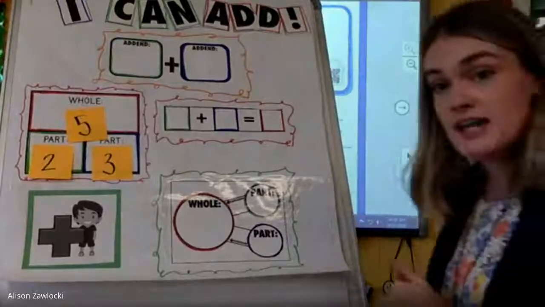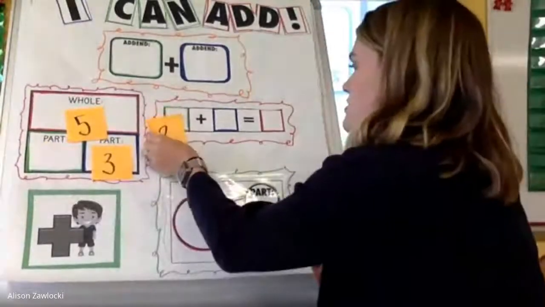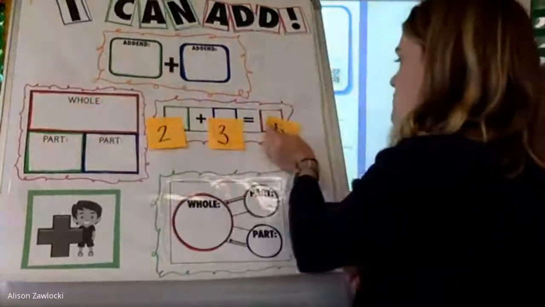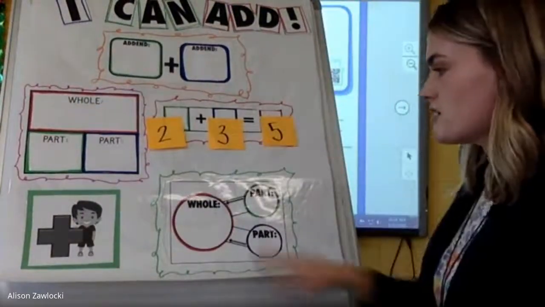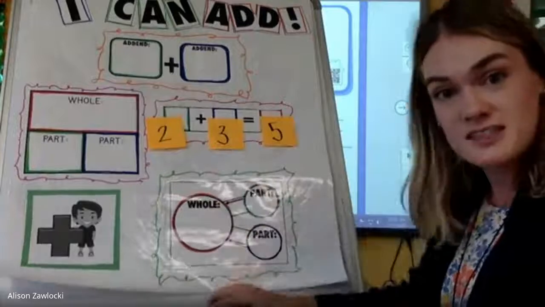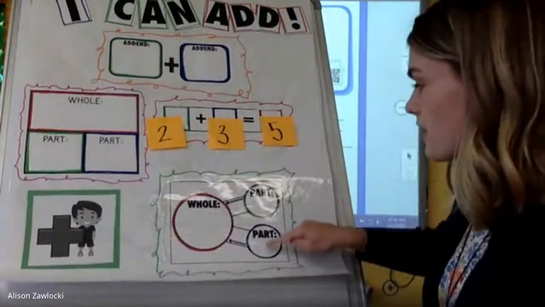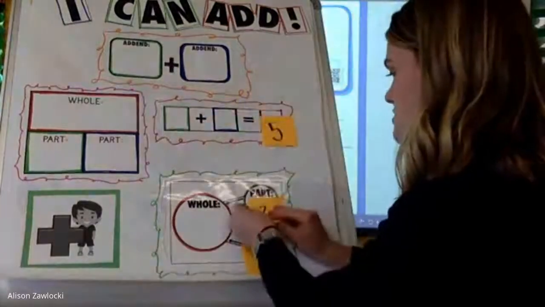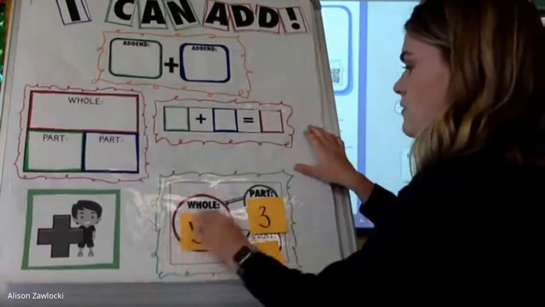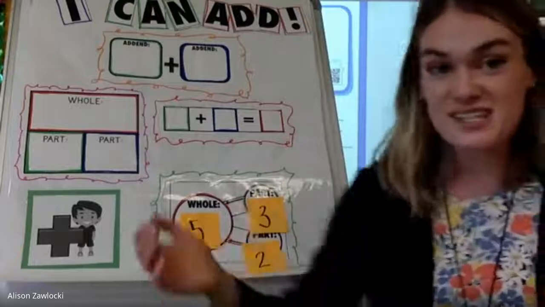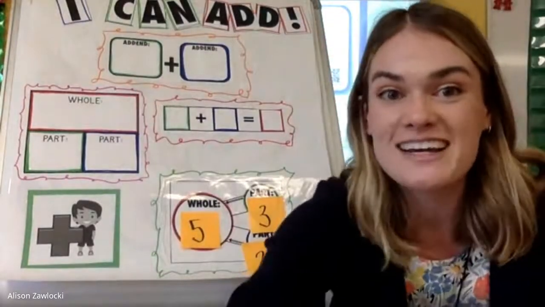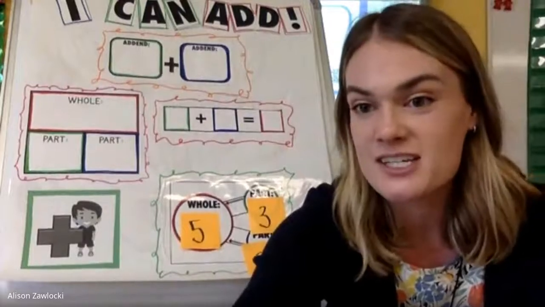And I can put that in a number sentence as well. 2 plus 3 equals 5. Very good. You can also put this in something that looks like this, where you have your parts and your whole. So we have 2 plus 3, our two parts, equals 5. So we get to do some addition today together. I'm first going to share my screen and show you a video about addition.